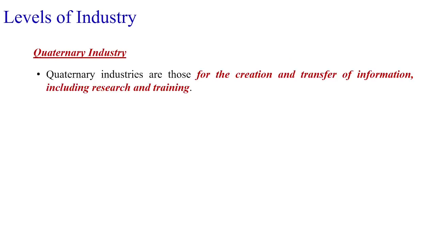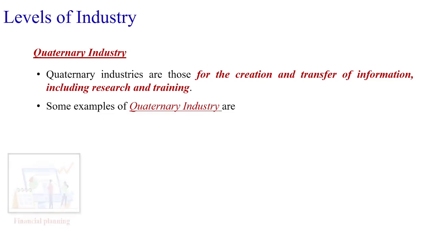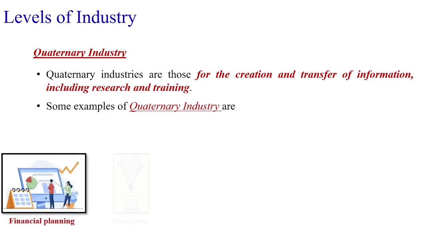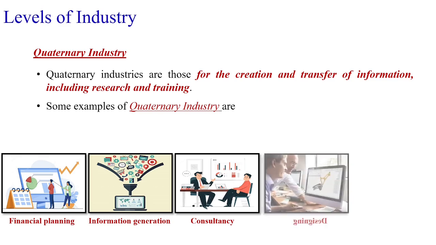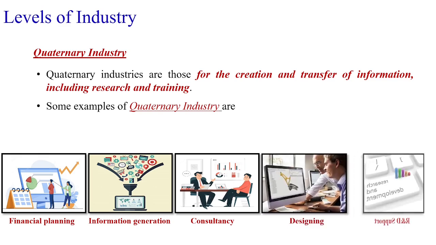Next is the quaternary industry. Quaternary industries are those for the creation and transfer of information, including research and training. This type of company does not manufacture any component or product. They also do not provide a service, but they provide specific data and specific information. They transfer that information. Some examples of quaternary industries are financial planning, information gathering, consultancy services, designing and R&D support.